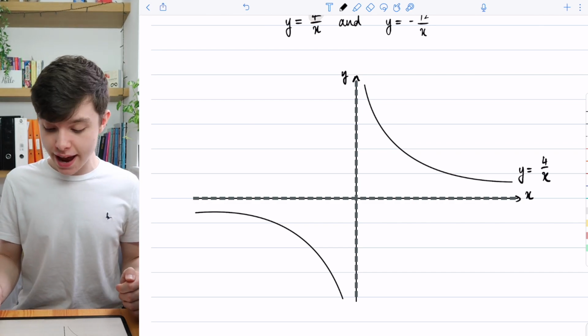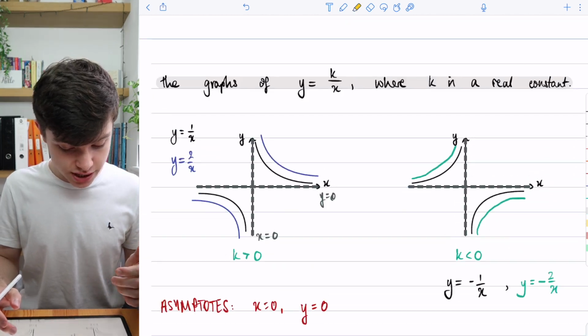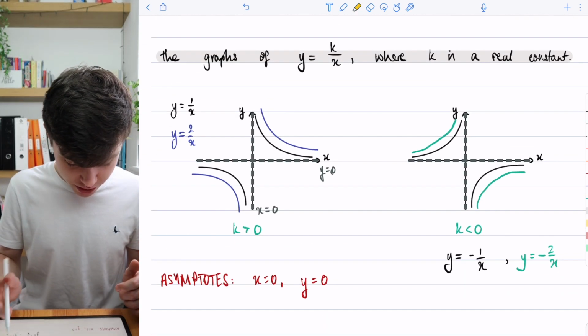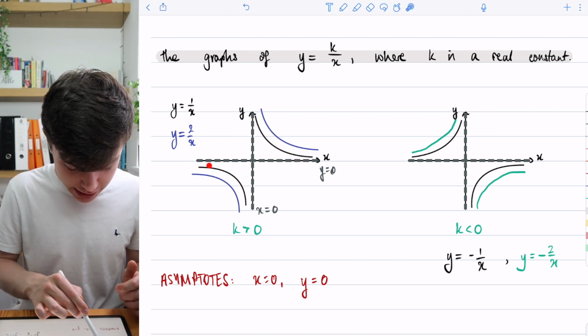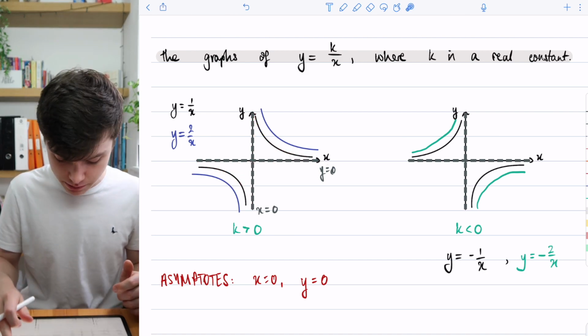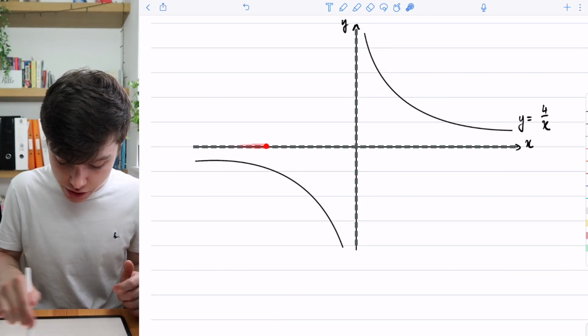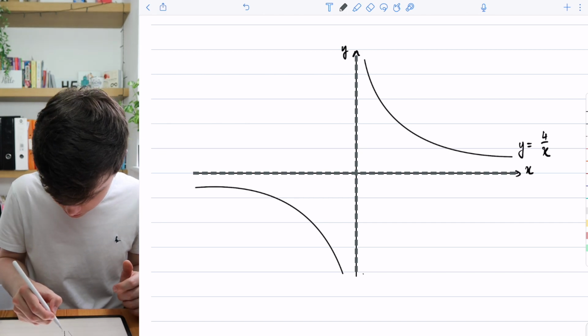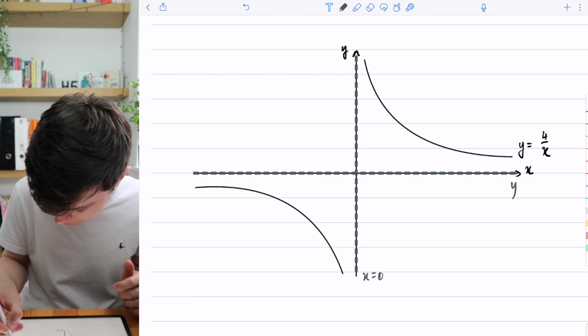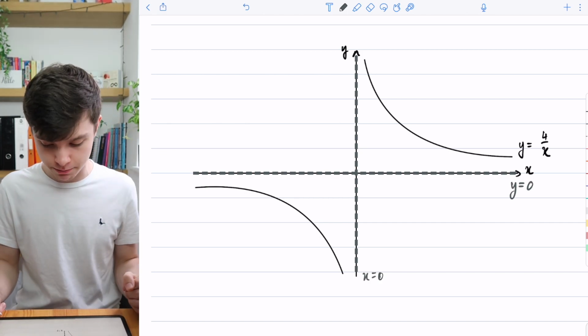And it's quite easy to sketch these reciprocal graphs as long as you know the general shape. Here was the general shape. We started off up here and we finished off down there, not crossing these asymptotes. We've put the asymptotes on and we've got the general shape, okay? And I'll write these asymptotes on. x is equal to 0 and y is equal to 0.